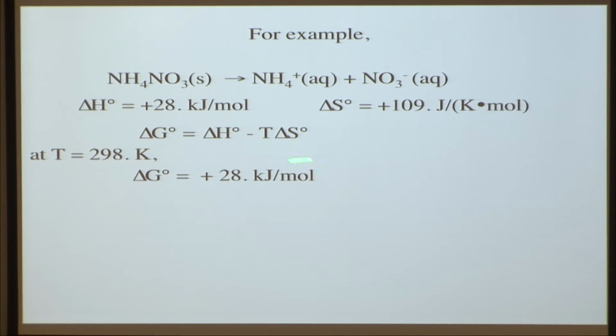So delta G naught. We plug in our delta H value, so it's going to equal delta H minus the temperature. And if the temperature isn't given in a problem, you can assume that it's 298. And now we need to plug in delta S.